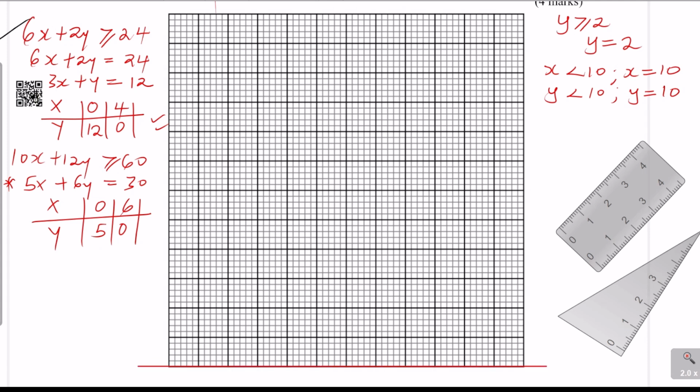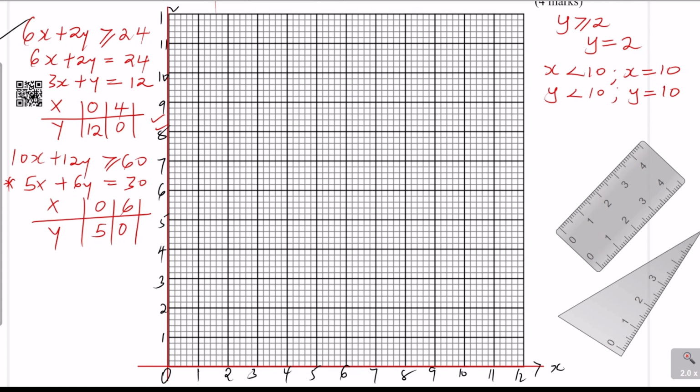So the x axis down here, and the y axis, I will simply use this one. So we have 0, then 1, 2, 3, 4, 5, 6, 7, 8, 9, 10, 11, 12, like that. And then we have 1, 2, 3, 4, 5, 6, 7, 8, 9, 10, 11, 12. That is the x-axis and the y-axis.